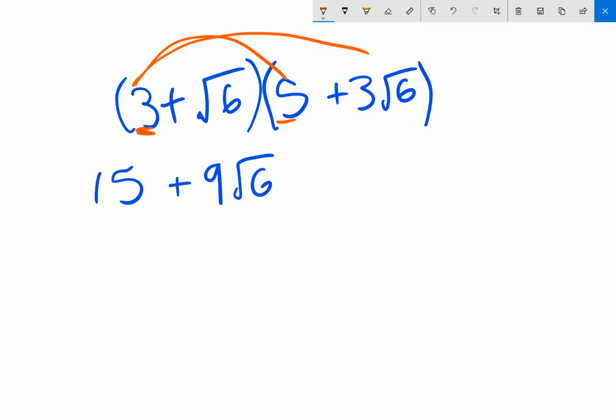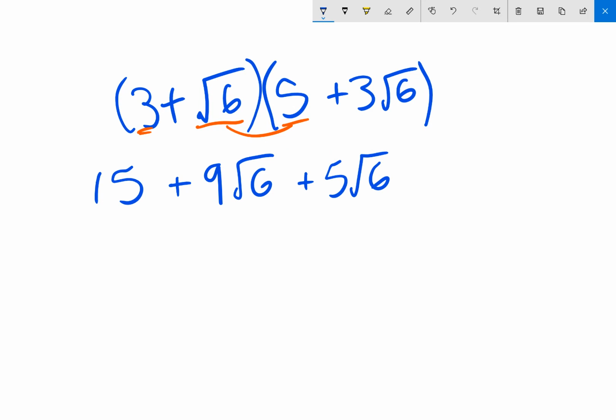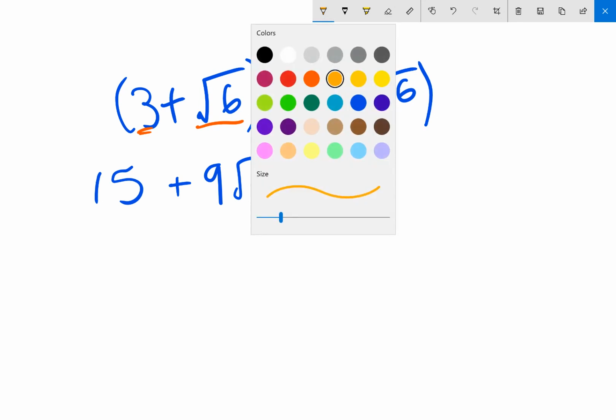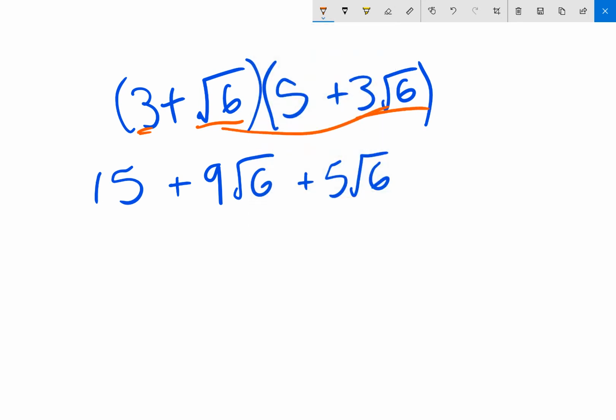Now I'll do my I. So my I is my 2 inner terms. So that's going to be square root of 6 times 5. So square root of 6 times 5 is just going to be 5 square root of 6. And then my L, my last term. So that's the square root of 6 times the 3 square root of 6. Now notice the 3 is on the outside. It has nothing to partner up with. So that 3 is still going to be there. Okay? But the square root of 6 and the square root of 6, both of these 6's are on the inside, and both of them then can be multiplied together.